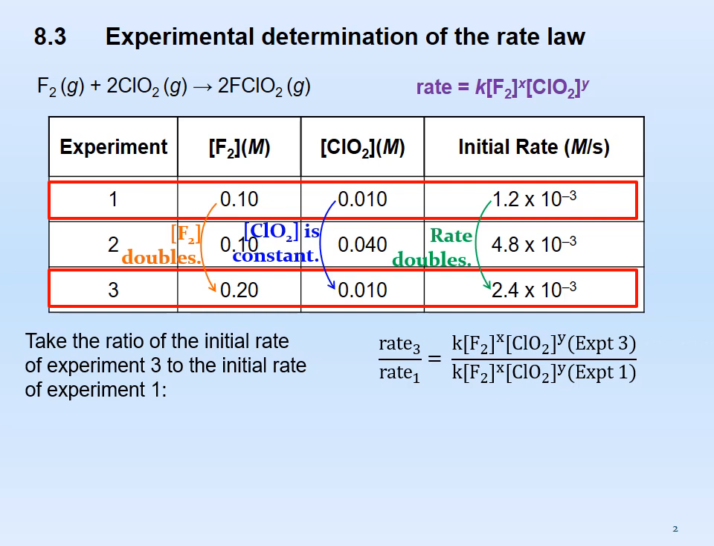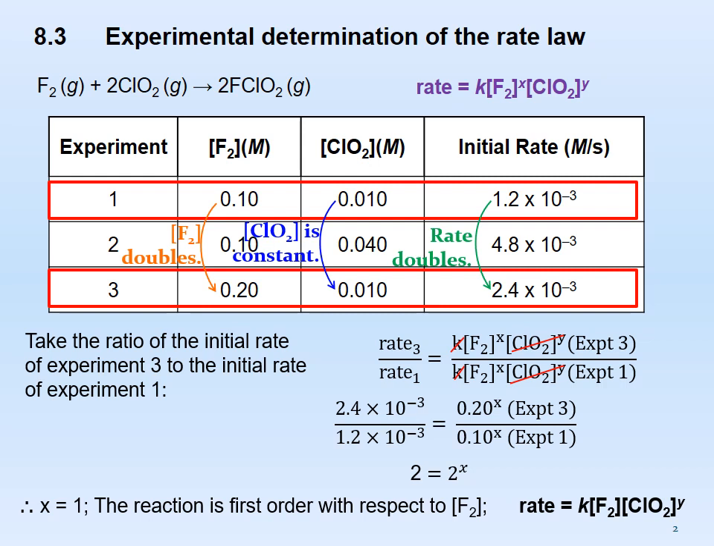Data from experiments 1 and 3 are deliberately picked since the chlorine dioxide concentration of 0.010 molar is identical in both experiments. This is good since upon substituting these into the numerator and denominator of the ratio of rate equations, 0.010 molar raised to the power of y may be cancelled off. The rate constant k appearing in both the numerator and denominator may also be cancelled off.